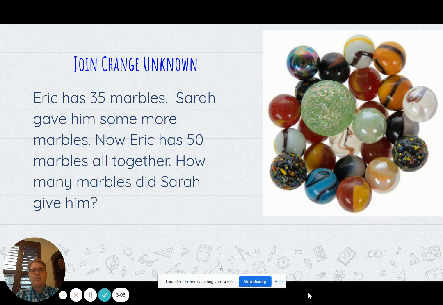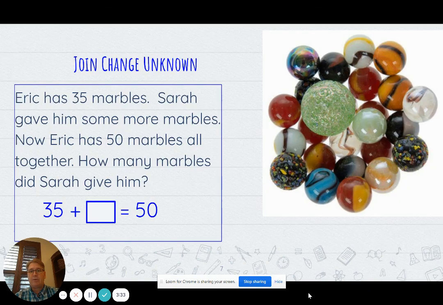Take a look at this. Do we see the words all together in there? Yes. Now Eric has 50 marbles all together. If we've taught our students that all together means add, then they're going to take those two numbers and add 50 plus 35 and get 85. And that is not the correct answer to this problem, because the question is actually asking, how many marbles did Sarah give him? So when we write this problem out, Eric has 35 marbles.